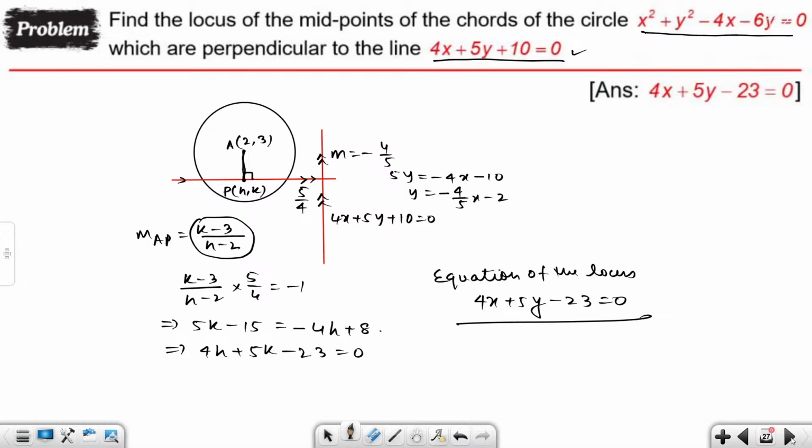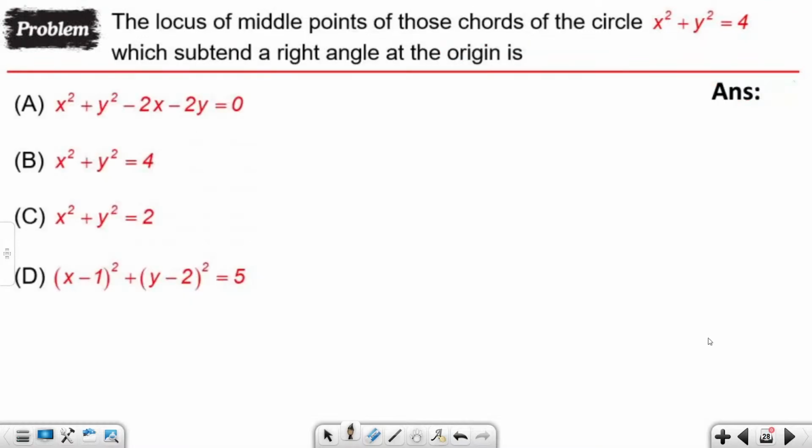Okay, let me take the next problem. See this question: the locus of the midpoint of the chords of the circle. Now, let me draw the circle first. Always in coordinate geometry, try to draw the figure correctly. The moment you have the figure, you will get a feeling for doing the sum.